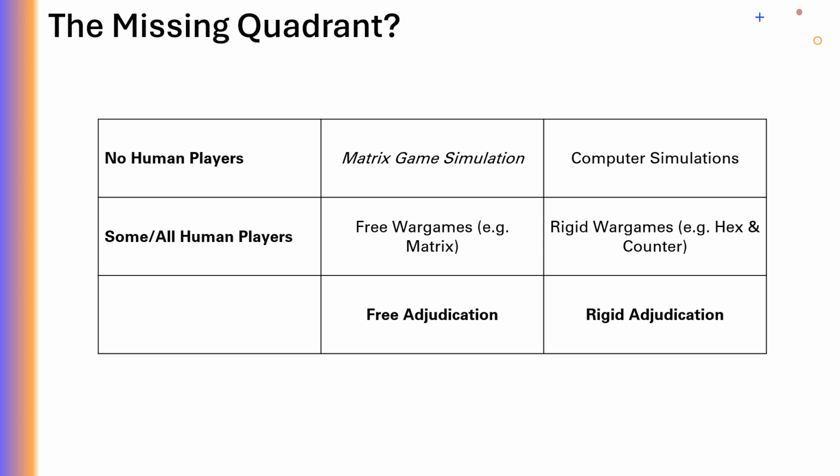And so, my contention here and in this presentation is that this idea of Matrix game simulation is a way of actually filling that missing quadrant and providing us a way, when we want to play free adjudication games such as Matrix games without any human players, to hopefully gain all of those benefits that I've just been through on the previous two slides.